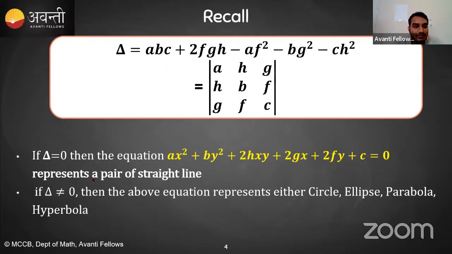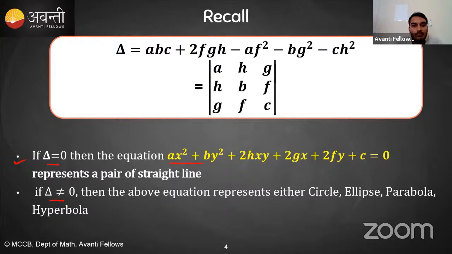First of all, in the last class we talked about the general equation ax square plus by square plus 2hxy plus 2gx plus 2fy plus c equal to 0. This represents a pair of straight lines if delta is 0. And what is delta? abc plus 2fgh minus af square minus bg square minus ch square, right? If this quantity is 0, then it will represent a pair of straight lines. If this quantity is non-zero, then it cannot represent a pair of straight lines. It may represent a circle, ellipse, parabola, or hyperbola. That will depend upon conditions that we will see when we study those chapters.